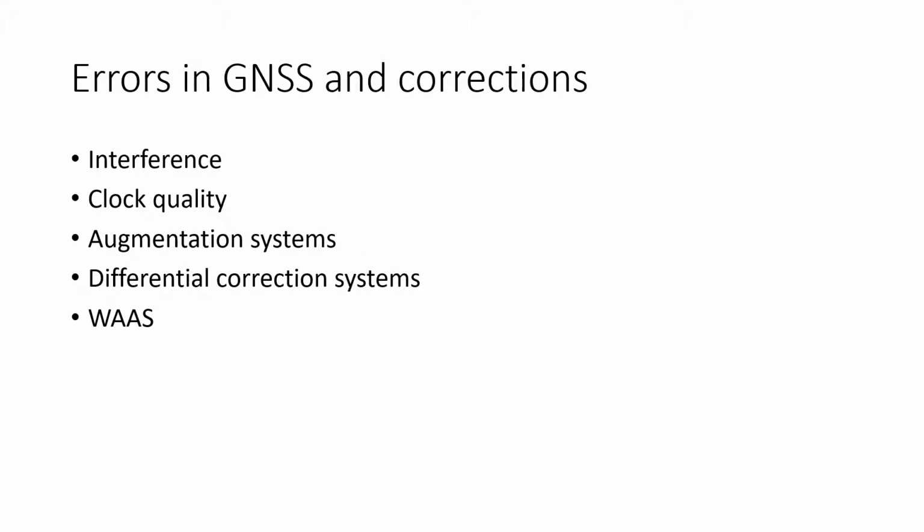So what are some of the errors that we come across in global navigation satellite systems, and how do we correct them? Interference from the atmosphere, the quality of the clock. We have various augmentation systems, and we have differential correction systems. One of the most common systems is the Wide Area Augmentation System, or WAAS.